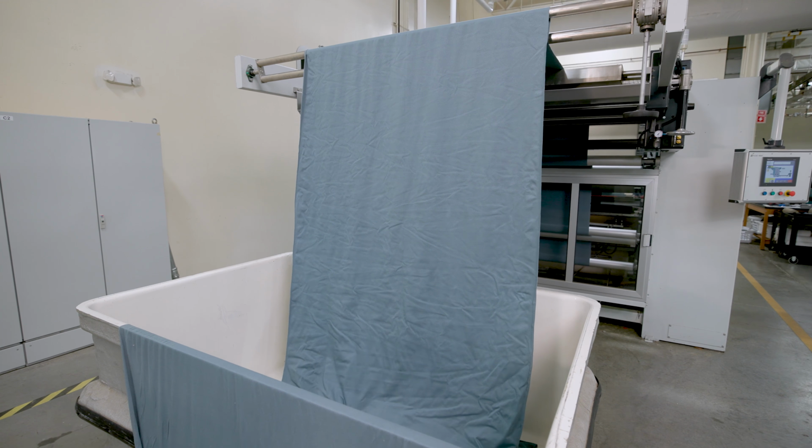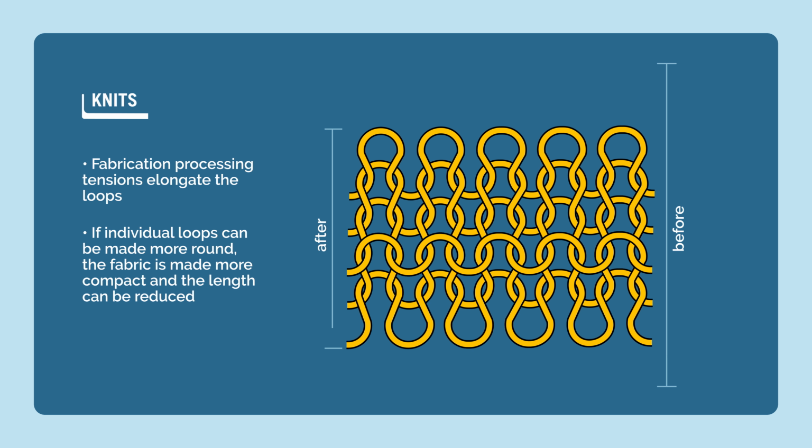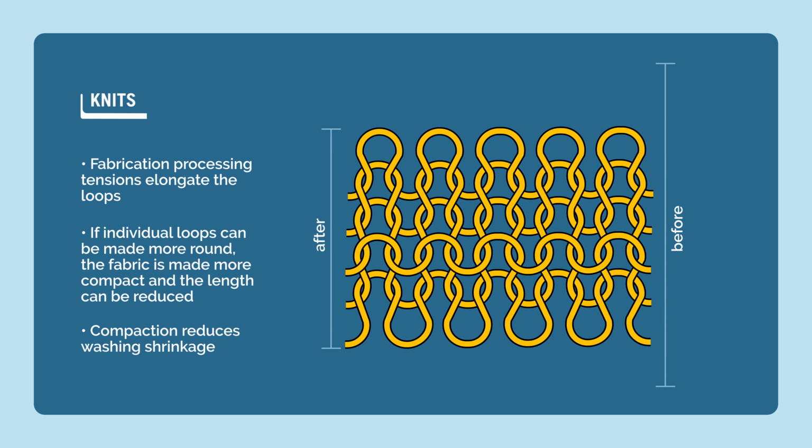Yarns are flexible and during fabrication are bent into nonlinear configurations. In the case of knits, fabrication and processing tensions tend to elongate the loops. If the shape of individual loops can be made more round, the fabric is made more compact and the length can be reduced. Less washing shrinkage is a result of this process.